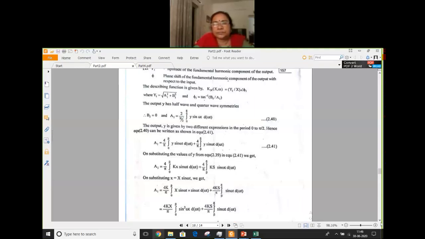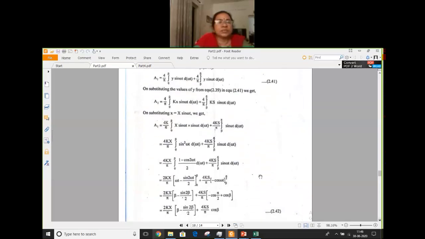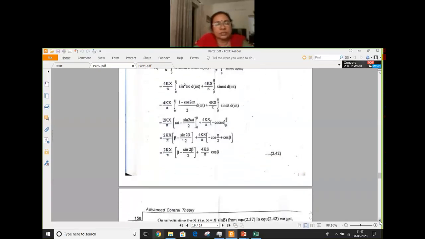Then, doing all the simplification, you replace sin square omega t by 1 minus cos 2 omega t by 2. Then, taking 2 outside, you will get 2kX by pi times omega t minus sin 2 omega t by 2, evaluated from beta to pi by 2. The integration of sin omega t is minus cos omega t. Put the limits and do the simplification.